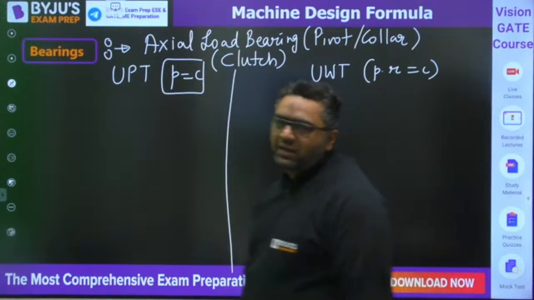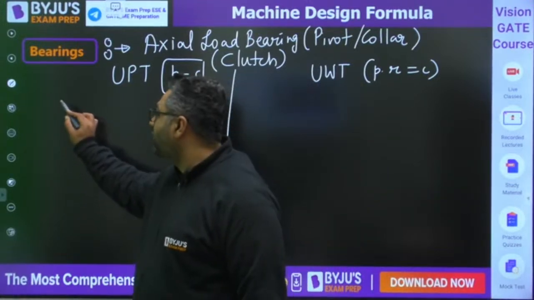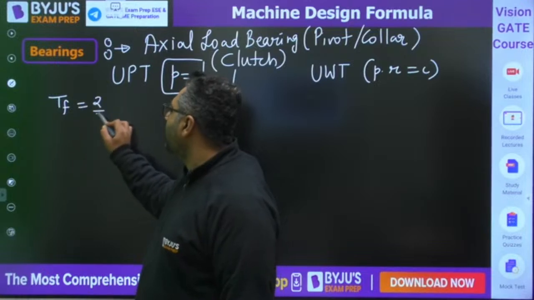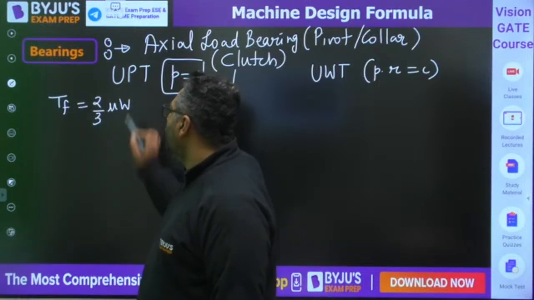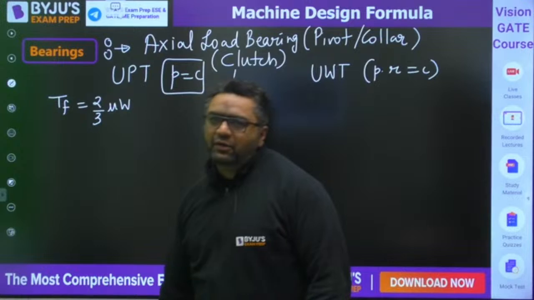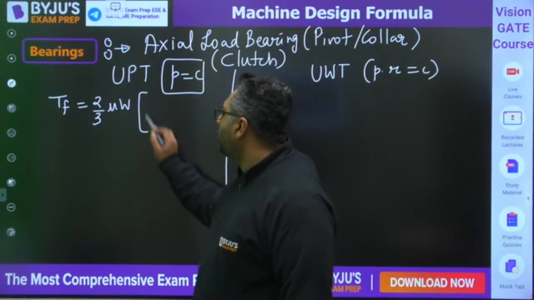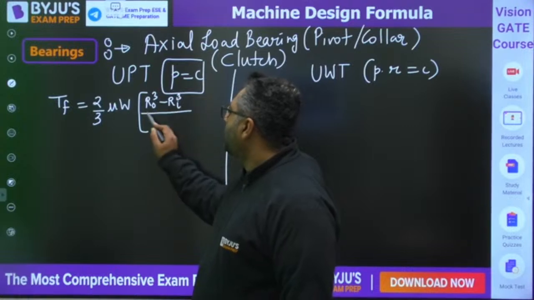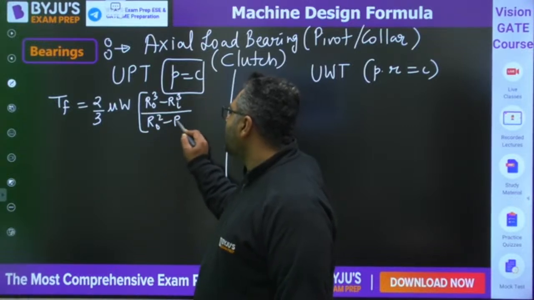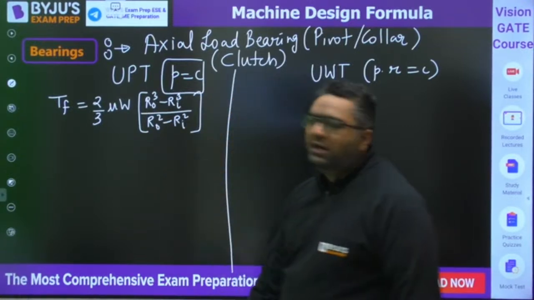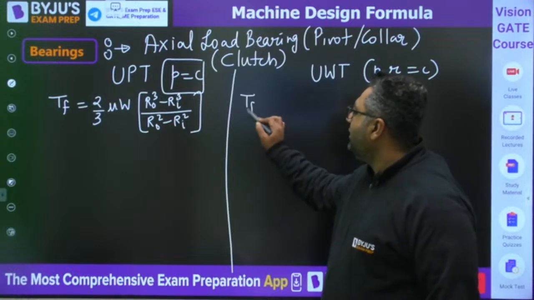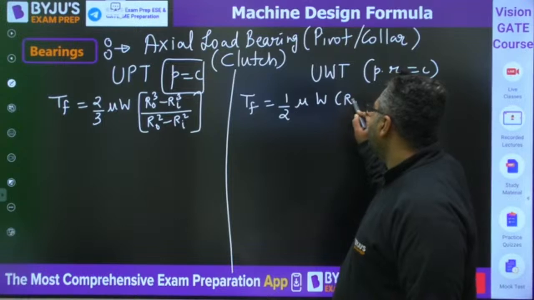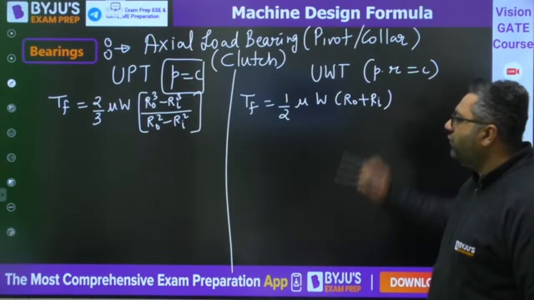So you know that when we are using UPT, we were having the first formula as the frictional torque, that is given as 2 by 3 mu W. Okay, everybody would be remembering 2 by 3 mu W (R naught cube minus Ri cube) by (R naught square minus Ri square). This is the first formula we are having. And here we are having TF as 1 by 2 mu W (R naught plus Ri). This is the formula for frictional torque.